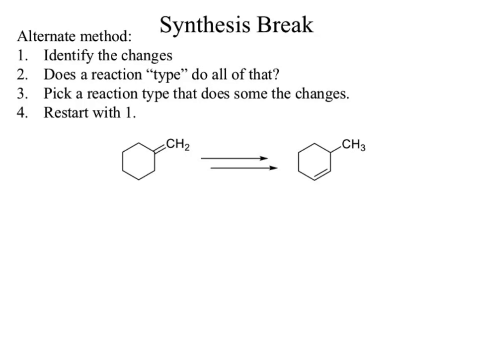Pick a reaction, doesn't matter what, and do that reaction. You now have a new structure. Go back to start. Identify the changes from your new structure going to your product. Is it now a simple, oh, that's just a substitution? Do substitution. Does it require more than one reaction? Pick one of the reactions and do it.